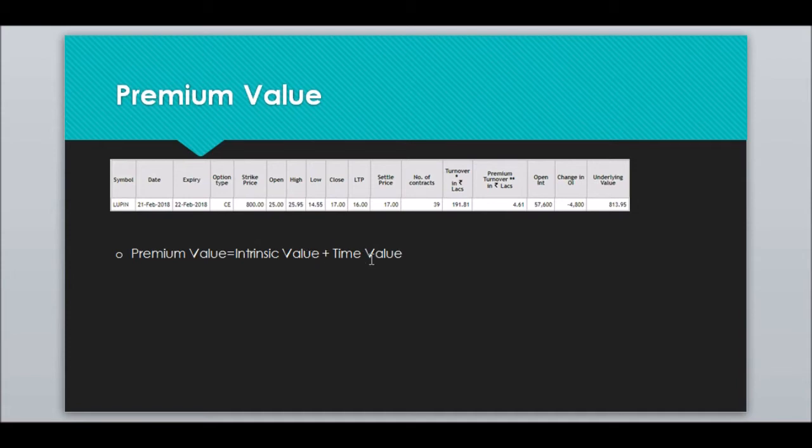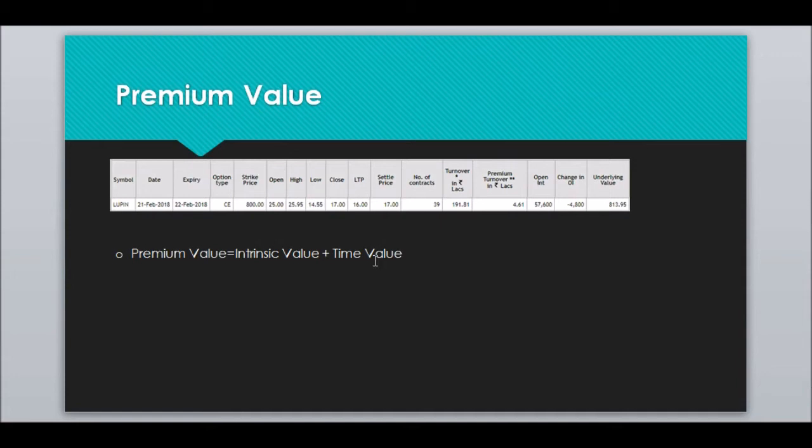In options we deal with the premiums only. We are not investing directly in the stock value. Considering the example of Lupin, currently it is 814, but suppose we are checking the strike price of 800. So 800 will have some premium value that is pre-calculated. How is it calculated? Suppose I am buying a call of 800 for Lupin.